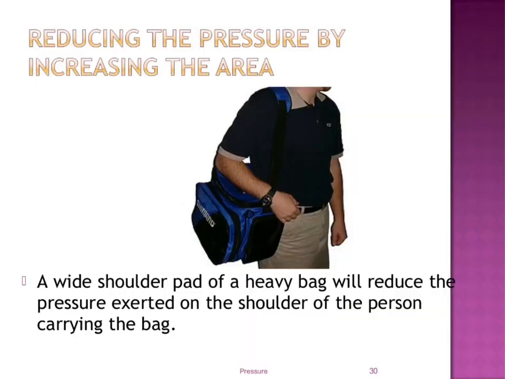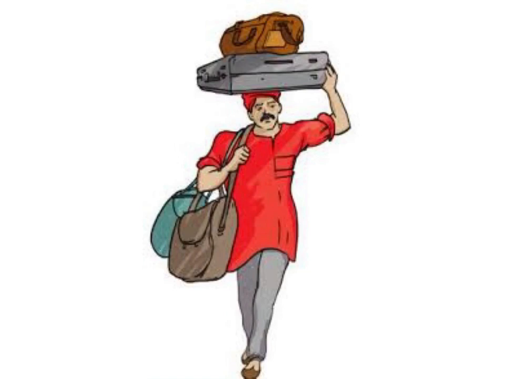There is one more example. We see many porters at a railway station. Porters place a thick round piece of cloth on their head when they have to carry heavy loads of passengers. By placing the thick round piece of cloth, the porters increase the area of contact of the load with their head. Since the load now falls on a larger area of the head, the pressure on the head is reduced and it becomes easier to carry the heavy load.